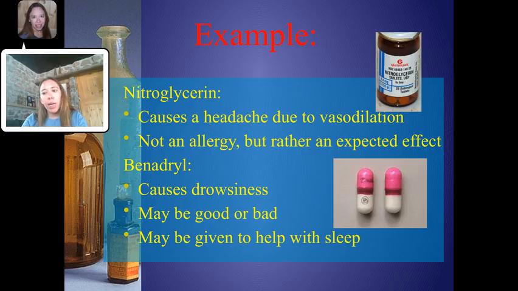Benadryl is another example of a medication that has an expected secondary effect. For most patients, it will cause drowsiness. And of course, sometimes this is good, sometimes this is bad. Why is somebody taking Benadryl? Well, usually it's for an allergic reaction. Maybe they have a rash, maybe they're itching from the rash, and of course the Benadryl will then help them with that rash, thus helping with the itching.